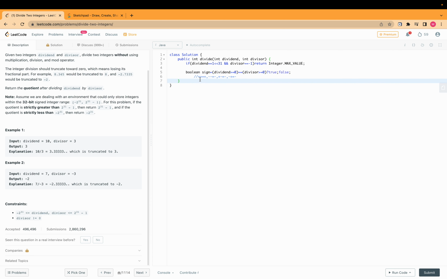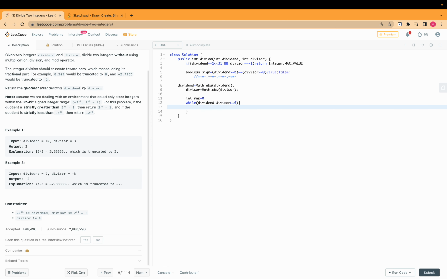And now we need the absolute value of our dividend and our divisor. So dividend is equal to Math.abs of dividend, and divisor is equal to Math.abs of divisor. And then we will have one answer that will store our result or our count. Initially we will have this as 0. This is our result which we will give, and we will check till our dividend minus divisor is greater than or equal to 0.